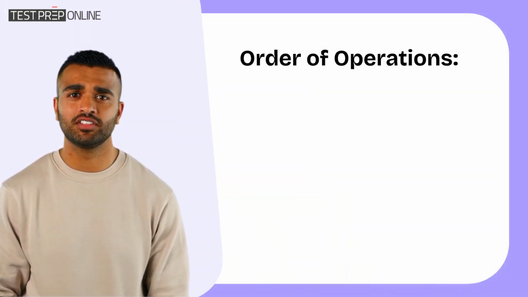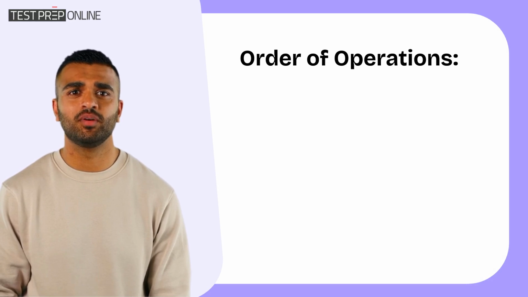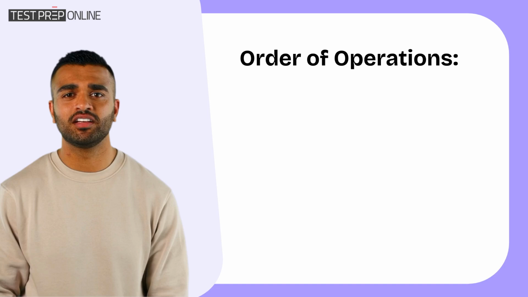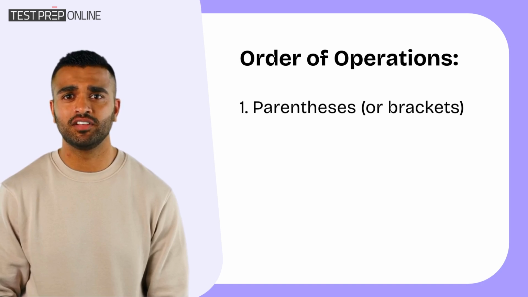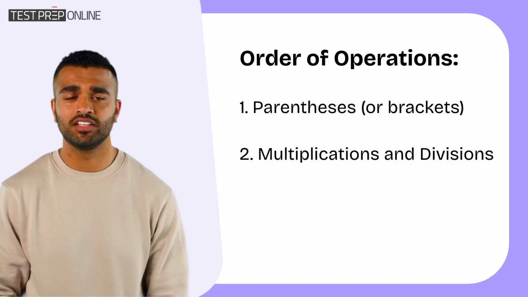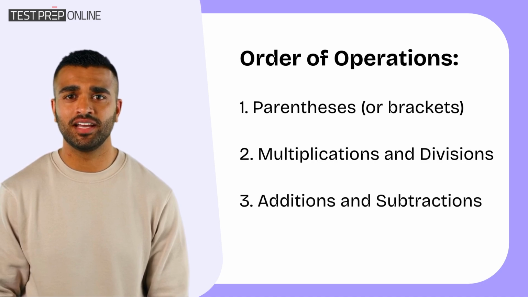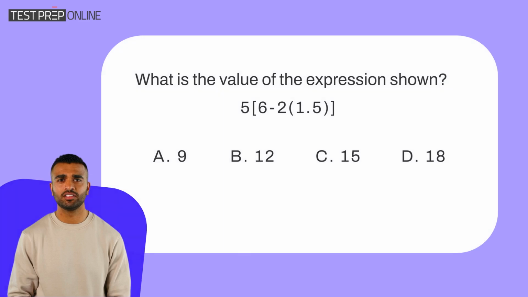When you see a math problem like this, it's kind of like following a recipe when you're baking cookies. There are steps to follow in the right order to make sure everything mixes well and the cookies turn out great. In math, we have a special rule called the order of operations. This rule helps us know which part of a math problem to solve first, so everything turns out right, just like in our recipe. The order is: do things inside parentheses or brackets first, then multiplications and divisions, and finally additions and subtractions. Let's use this rule.